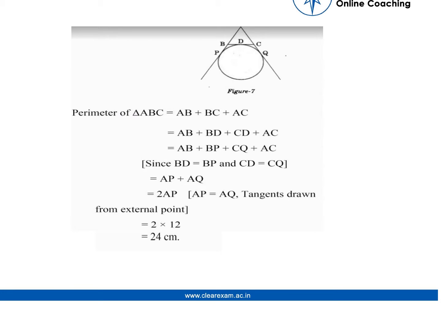So we will replace these values in the equation of the perimeter, and we will get the final answer equal to 2AP. And as we know, the value of AP is equal to 12, we will substitute the value of AP in the equation, and we will get a final answer that is equal to 24 centimeter.